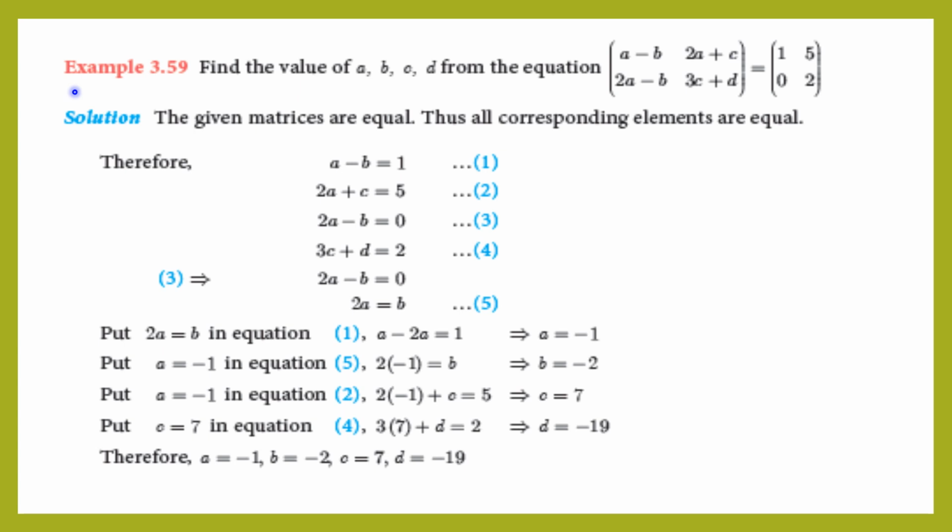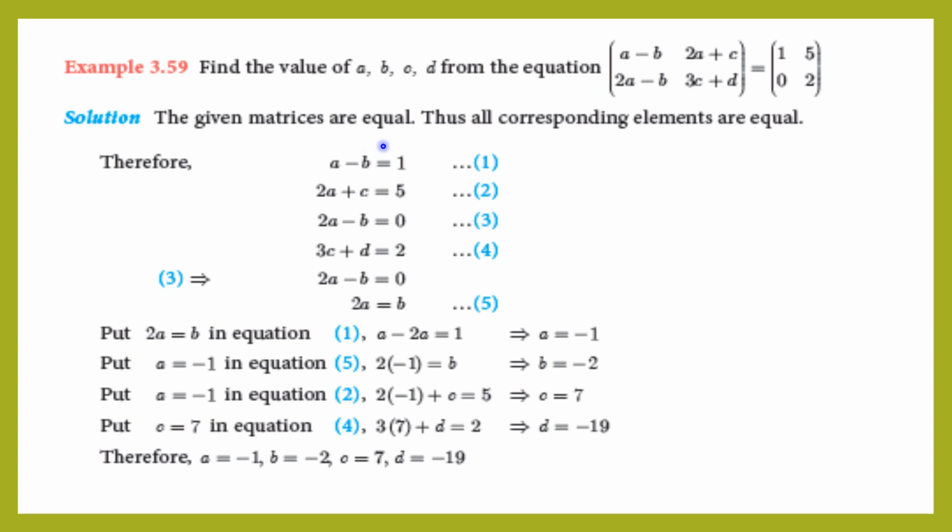Next example is 3.59. Find the value of A, B, C, D from the equation. See this, here we have an equal to sign, so this is called an equation. This is one matrix, and this matrix is equal to this matrix. So A minus B is equal to 1, 2A plus C is equal to 5, 2A minus B is equal to 0, 3C plus D is equal to 2. Okay, let us see the solution.